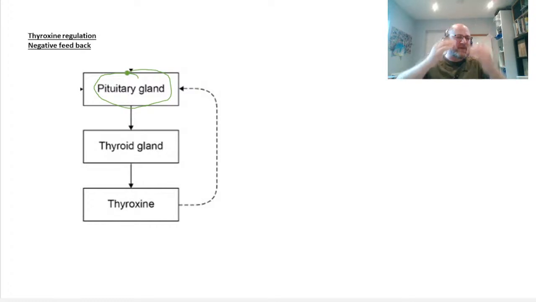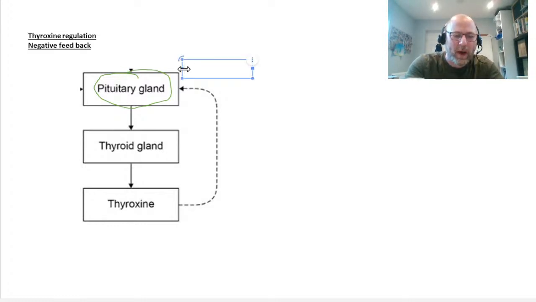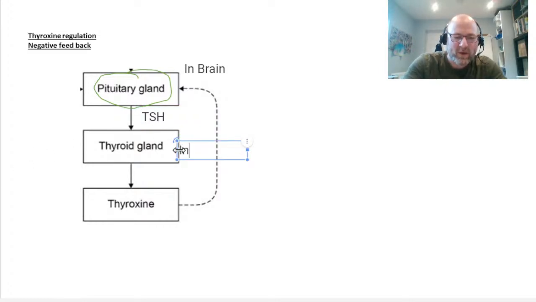What does the pituitary gland release? It's known as the master gland. What does it release to go down to the thyroid gland in the neck? Does anyone know the name of the hormone it releases that goes down to the thyroid gland? Someone said TSH. Well done, guys. The hormone TSH is thyroid stimulating hormone. Thyroid stimulating hormone goes down to the thyroid gland, tells the thyroid, listen, you've got to release thyroxine, and the thyroid releases thyroxine.